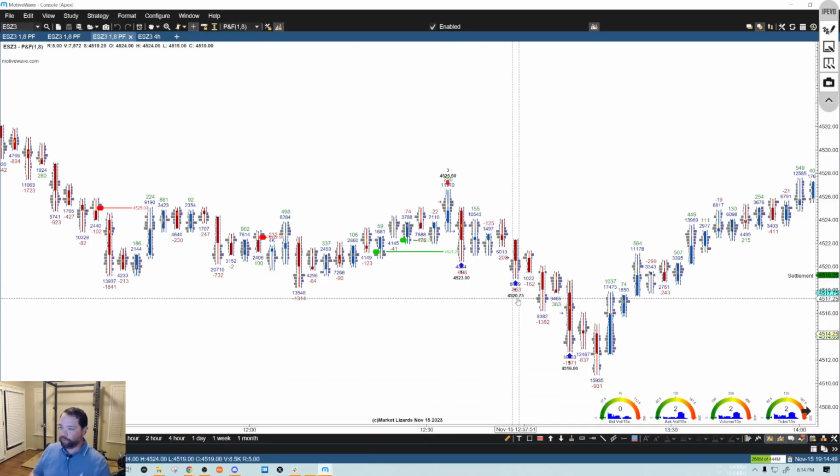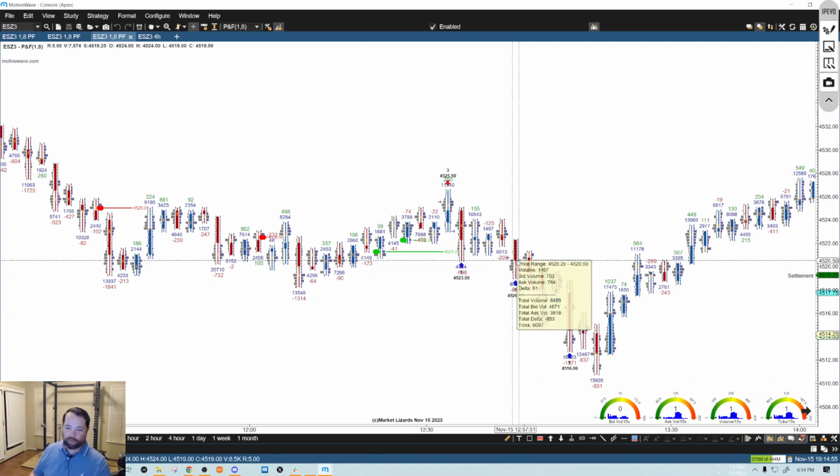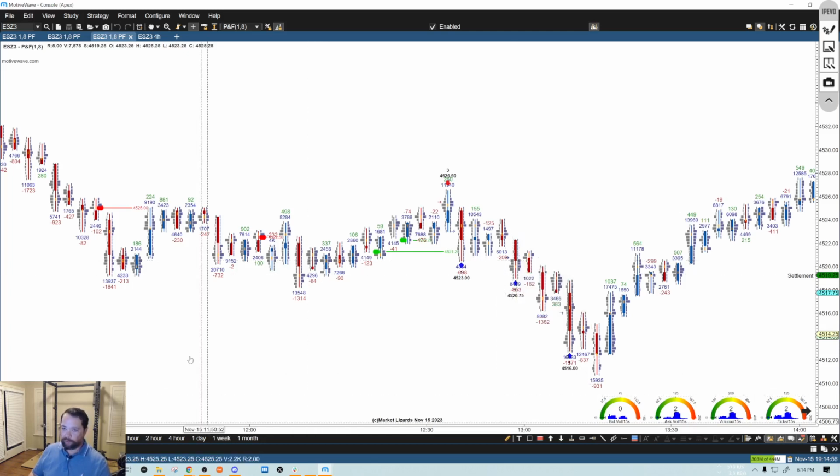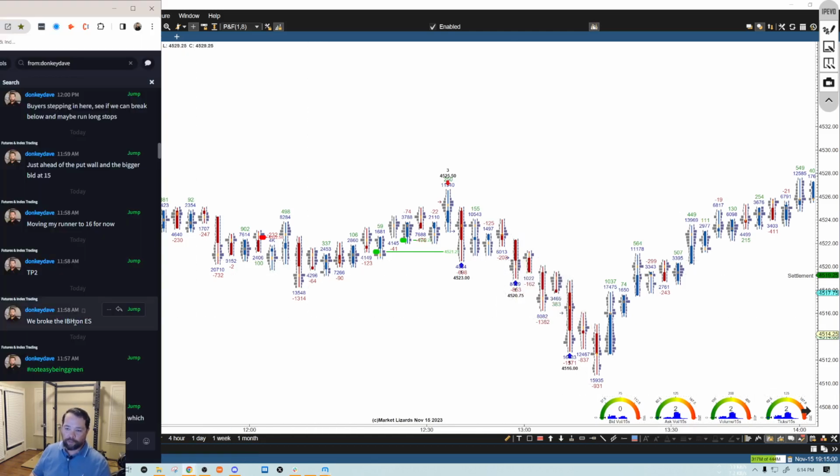Again, that's waiting, being confident that the trade's going to work out and not taking it off a point sooner, a couple ticks sooner even. All that stuff adds up, right? So at take profit 2, I said moving my runner to 16 for now. It's kind of where I chickened out a little bit.